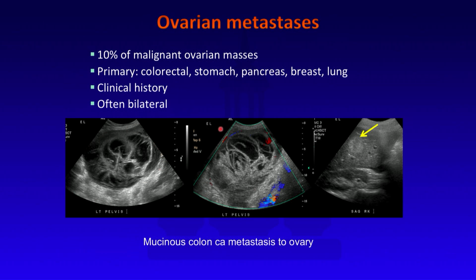And this was a patient with this large mass. If you had no history, you would say this could be just a mucinous ovarian neoplasm, but the patient had a history of ovarian cancer, and she also had a liver metastasis.